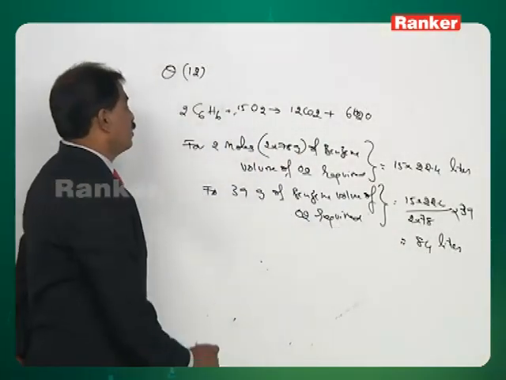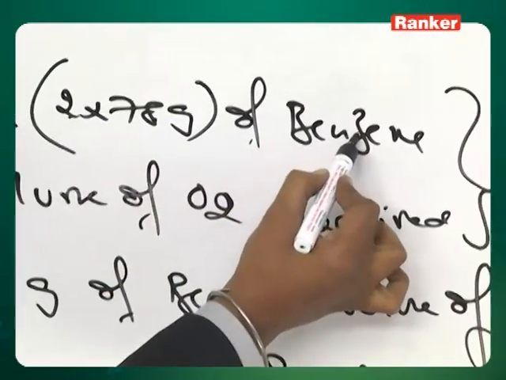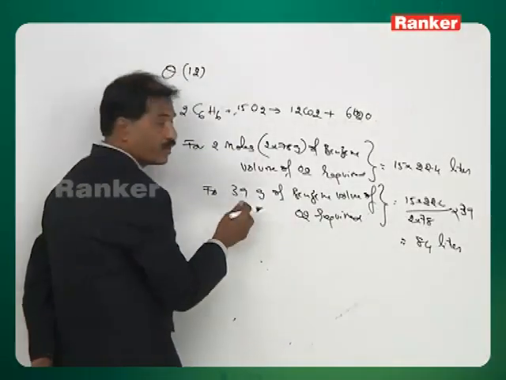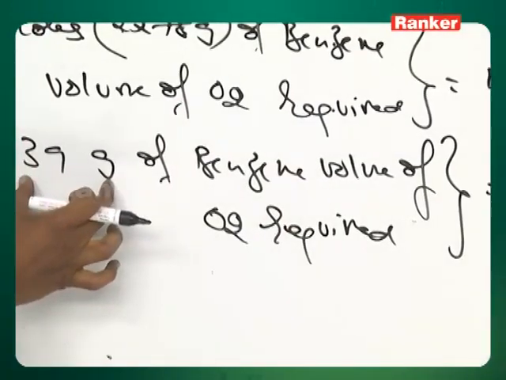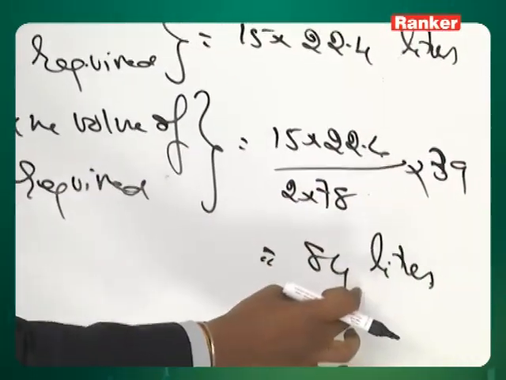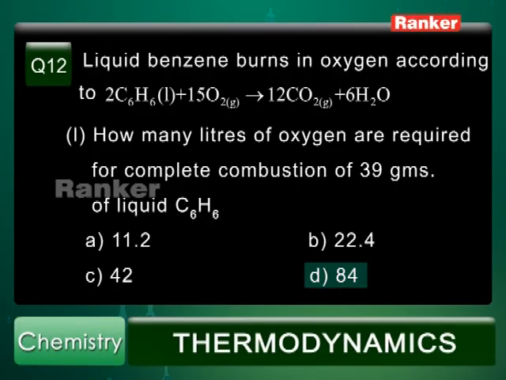So, for 2 moles of the benzene means 2 into 78 grams of the benzene, volume of the oxygen required is 15 into 22.4 liters. For 39 grams of the benzene, volume of the oxygen required is, this is the calculation. Therefore, total amount of the oxygen required is 84 liters. Therefore, answer is D.